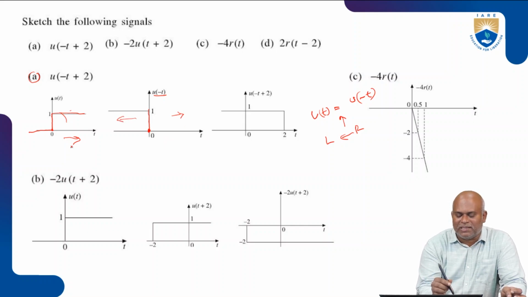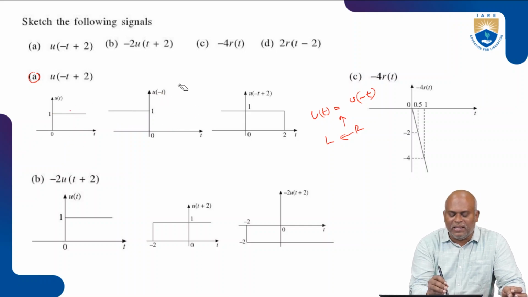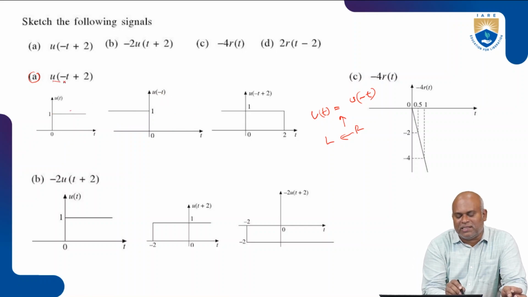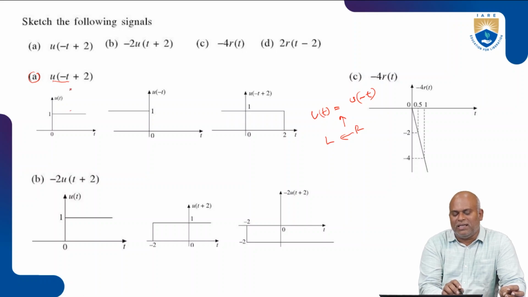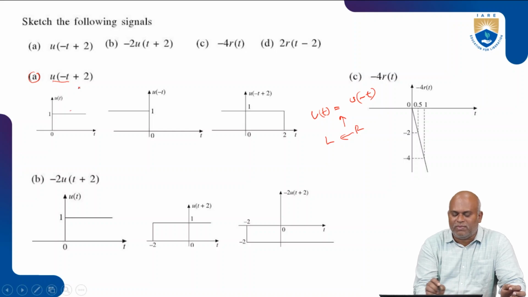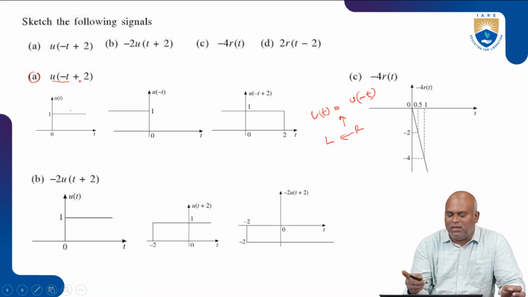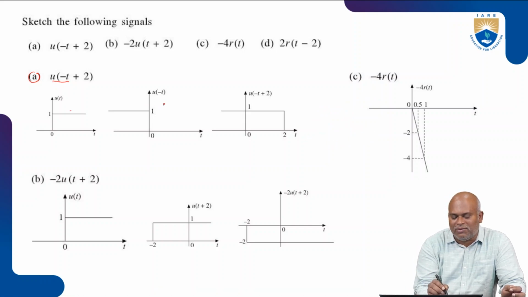This is how we represent u of minus t in the continuous time signal. After this operation is over, we have u of minus t. Next we advance by 2, giving u of minus t plus 2. Now we know for u of minus t, it has this value, and it starts at the origin, which is 0.